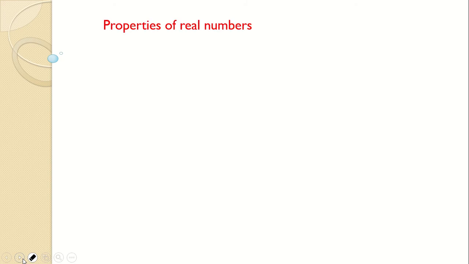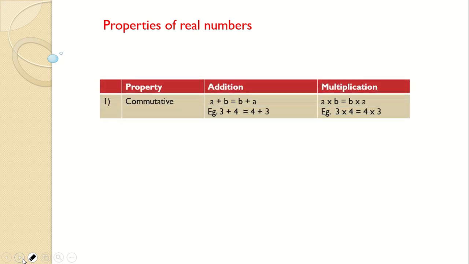Now, a few properties of real numbers that we will learn about. First one is called the commutative property. The commutative property of real numbers. So this is the commutative property of addition and the commutative property of multiplication.